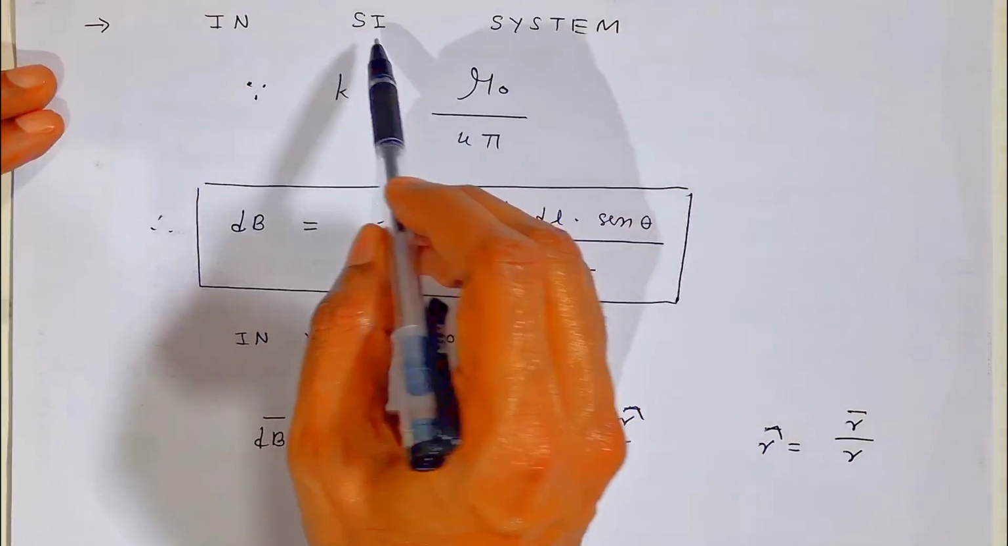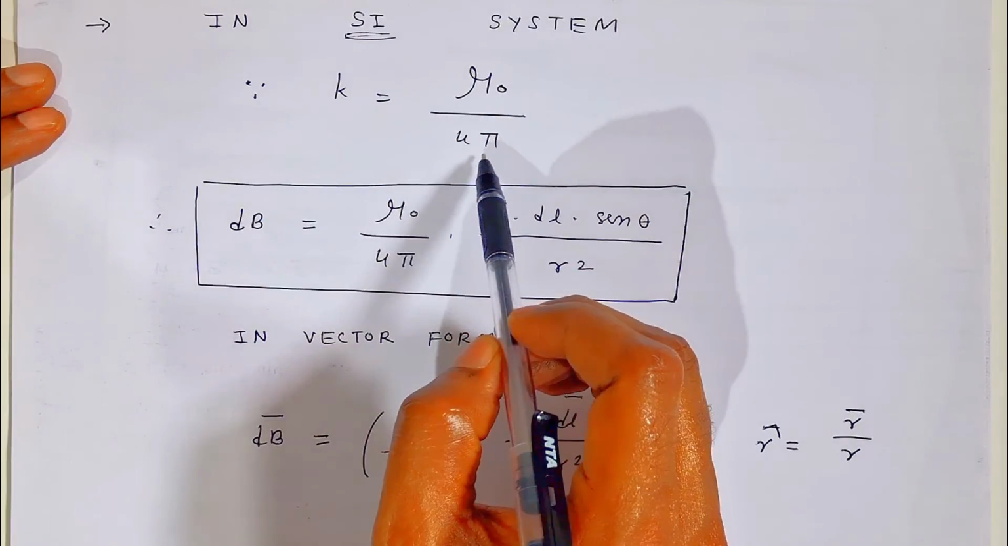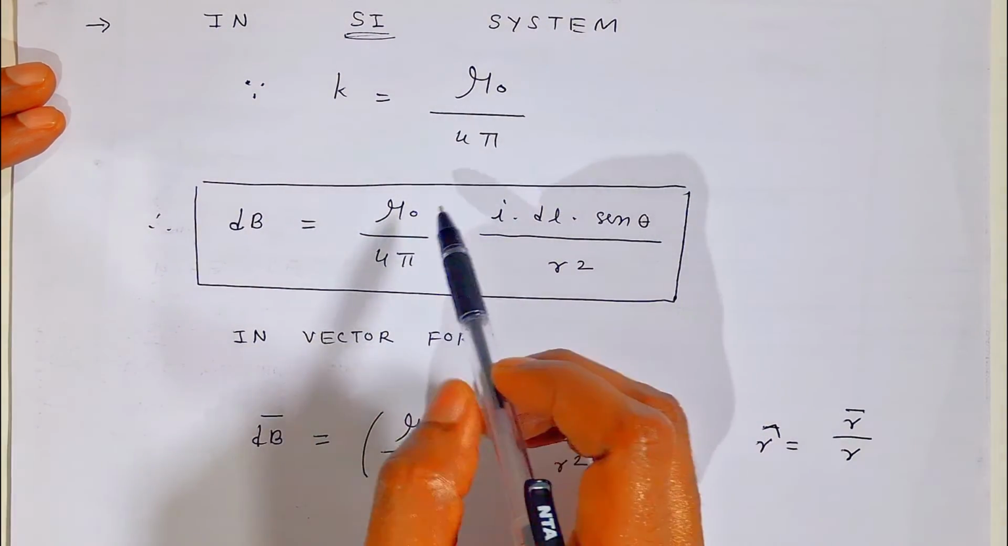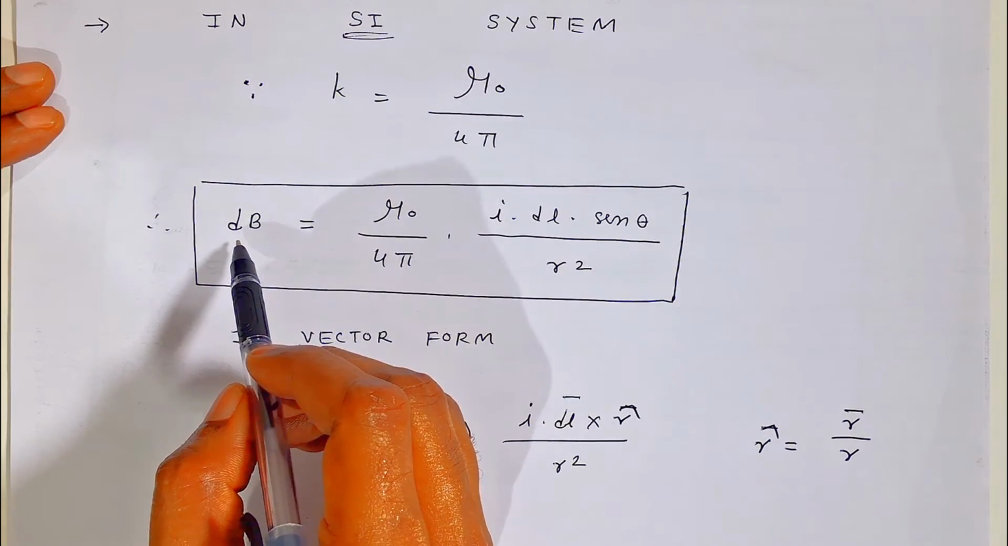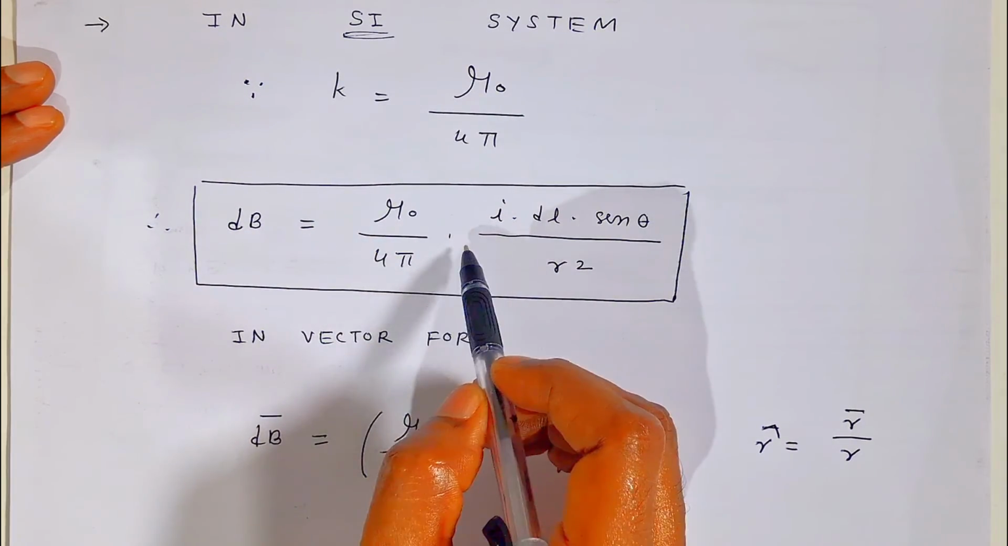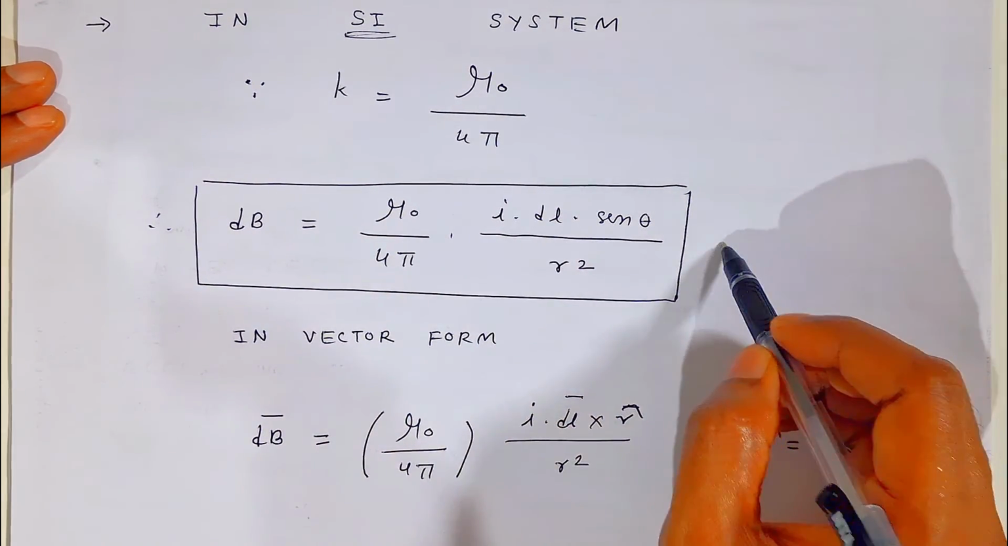In the SI system, students, K is nothing but mu 0 upon 4 pi. These are the constant values, mu 0 upon 4 pi. So the small magnetic induction at point P is equal to mu 0 upon 4 pi into I dl sin theta upon r square. This is a scalar quantity, students.